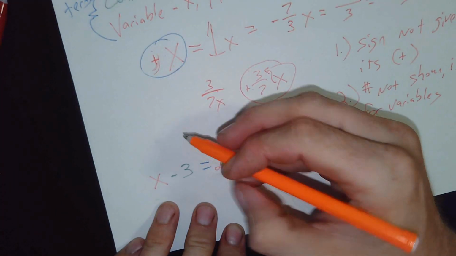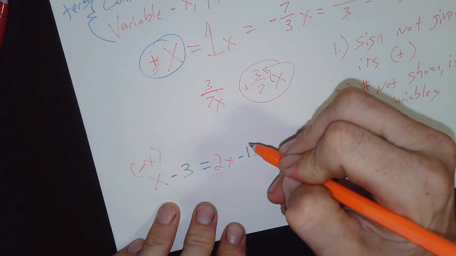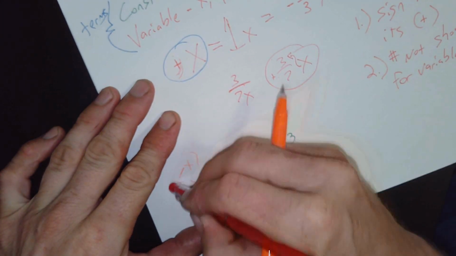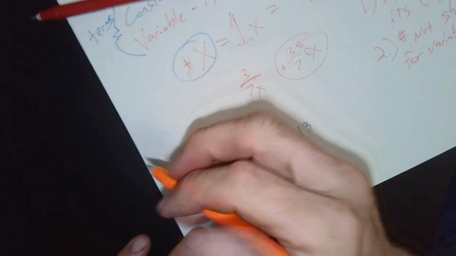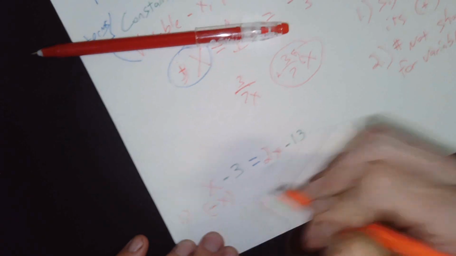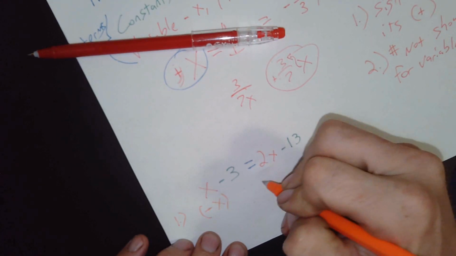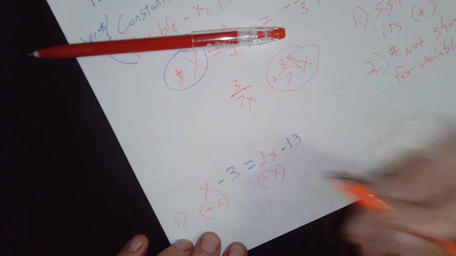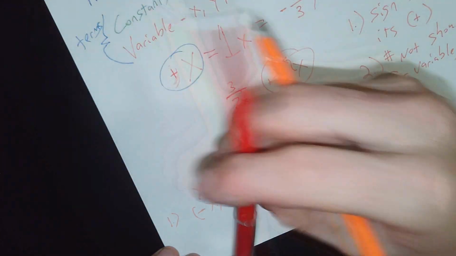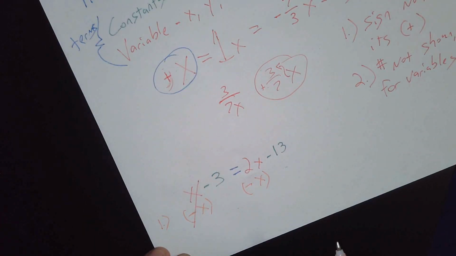Let me do my work in orange. Okay, so I'm going to subtract x from both. I guess I'll do it underneath. My first step is subtract x from both sides. That cancels out my variables on that side. There's no more variables left.